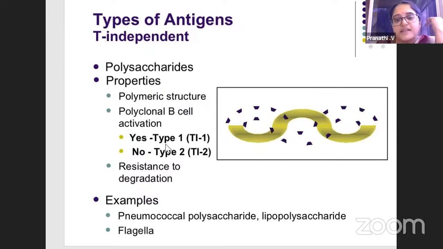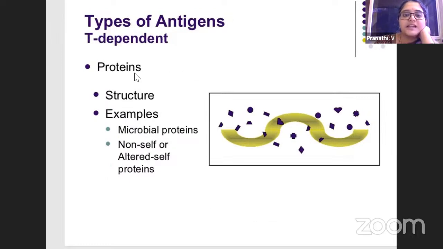T-independent are your polysaccharides. Type 1 and type 2 are there. They are going to be polyclonal activation that is taking place. Examples are pneumococcal polysaccharide, glycopolysaccharide, LPS, the flagella. T-dependent antigens are your proteins. Example is your microbial proteins and altered cell proteins.